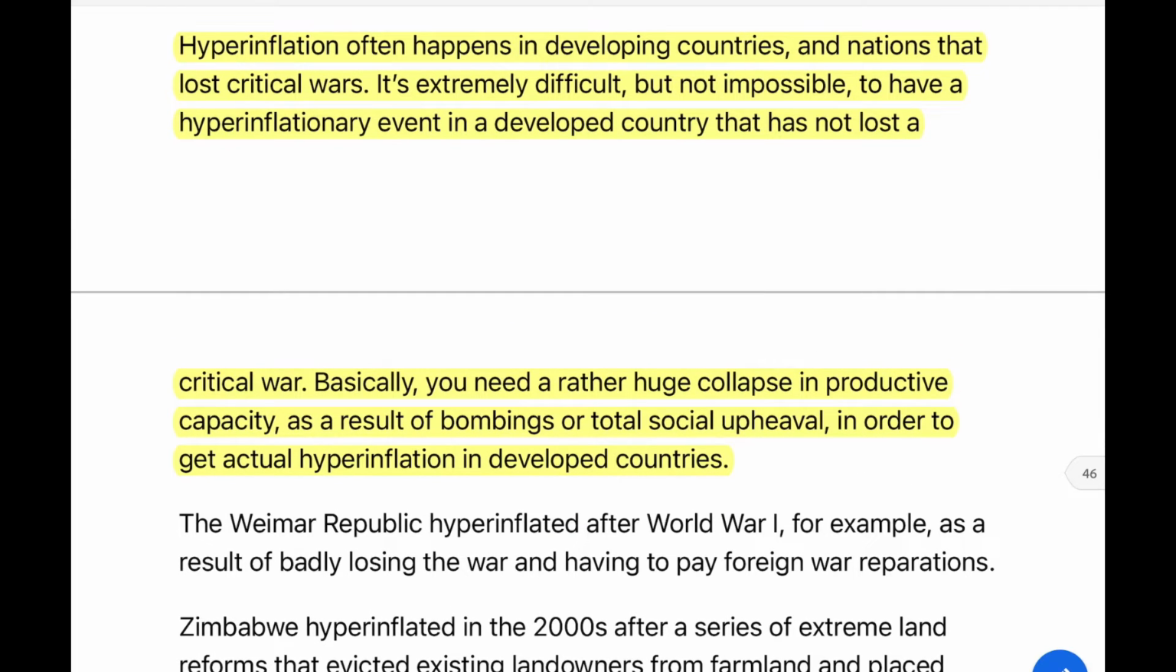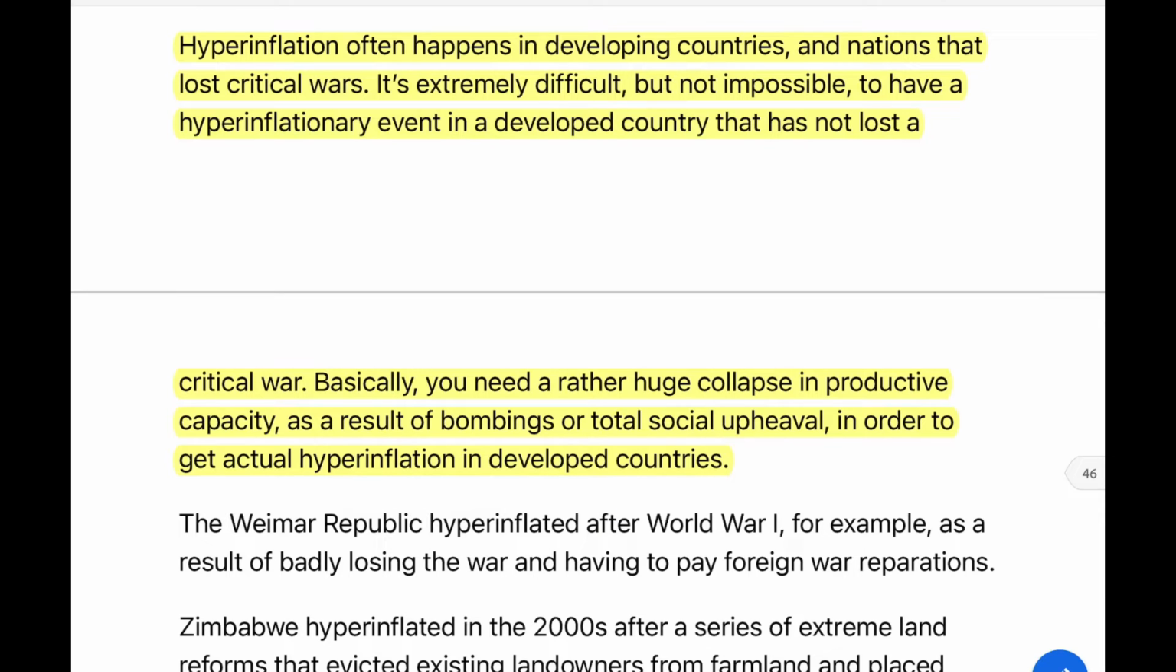Hyperinflation often happens in developing countries and nations that lost critical wars. It's extremely difficult, but not impossible, to have a hyperinflation event in a developed country that has not lost a critical war. Basically, you need a rather huge collapse in productive capacity as a result of bombings or total social upheaval in order to get actual hyperinflation in developed countries.